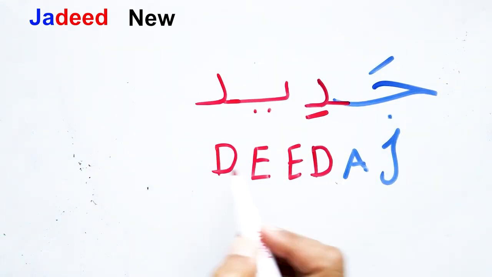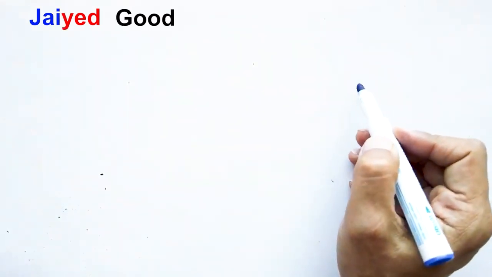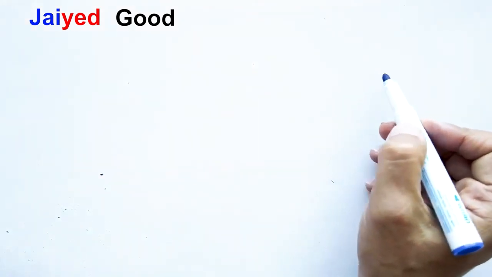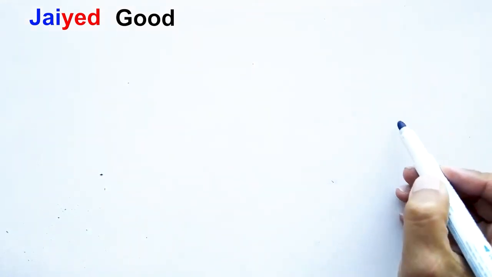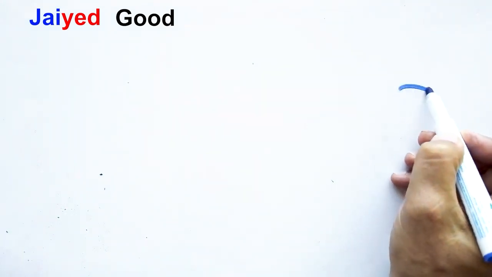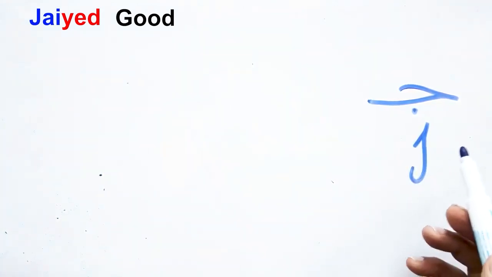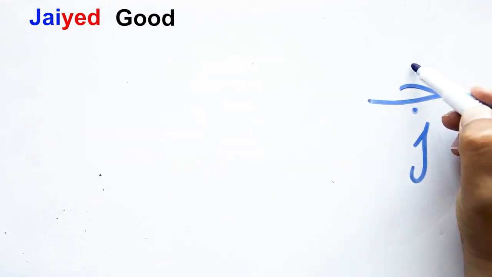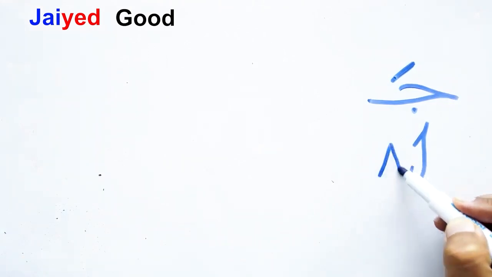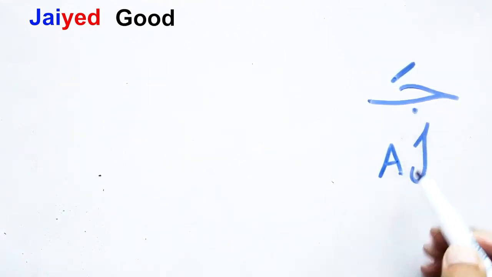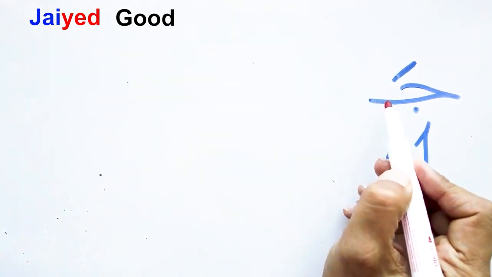So the first one is jayyid. J, the sound of J. Let's write this letter. That one has the sound of J. We are gonna write and read Arabic and English from the right to the left. J. This mark on the top sounds like A. So now J. And then we have J.